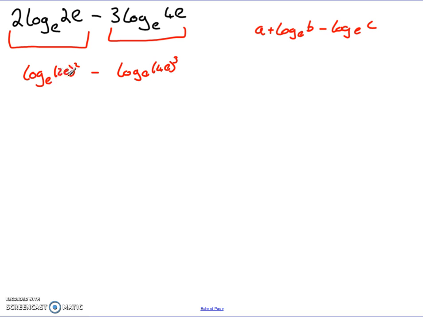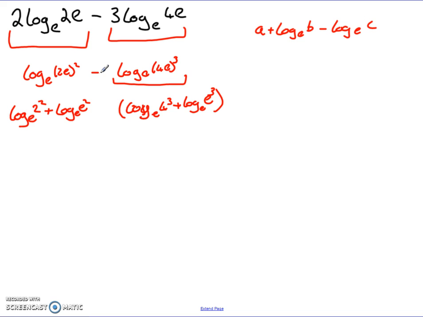Now remember, 2e is 2 times e. So (2e) squared is 2 times 2 times e times e, so it's 2 squared times e squared. So we can split that up using that rule. What we're able to say is that's log to the base e of 2 squared plus log to the base e of e squared. And this one here can be split up using the exact same logic to log to the base e of 4 cubed plus log to the base e of e cubed. Now we put this in brackets because it's take away this whole thing. So this whole part is subtracted.